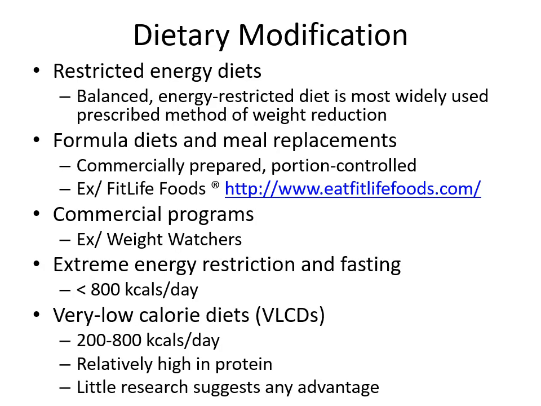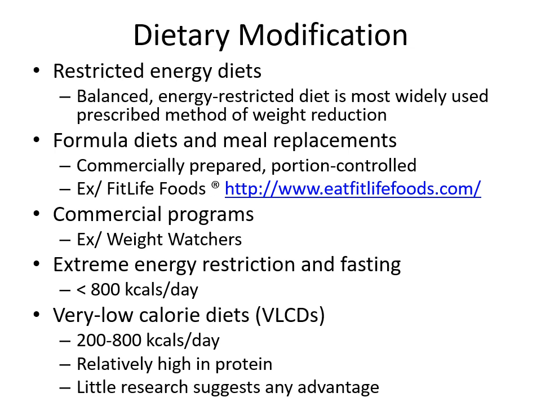So looking at dietary modification, we have things like restricted energy diets. These are your balanced energy restricted diet that's most widely used and prescribed for weight loss. Then there's formula diets and meal replacements. This is commercially prepared, portion-controlled foods, things like Fit Life Foods or Nutrisystem, where they send you the pre-made foods. There are other commercial programs, things like Weight Watchers.